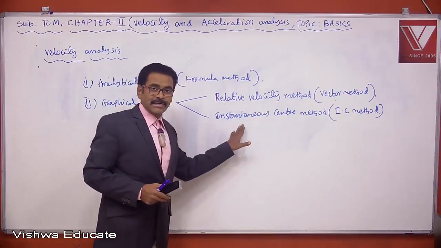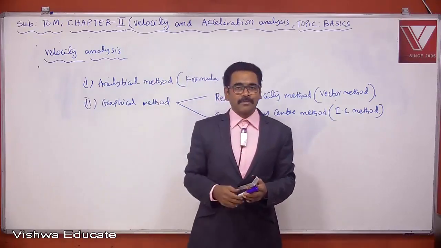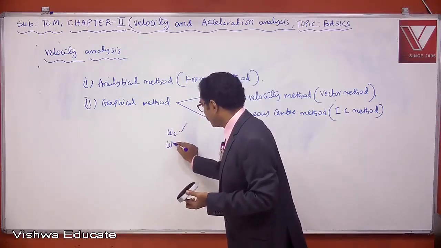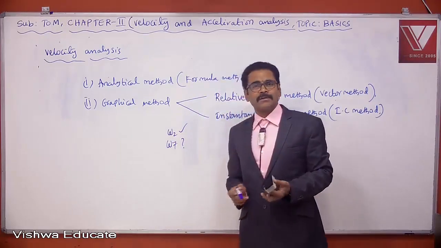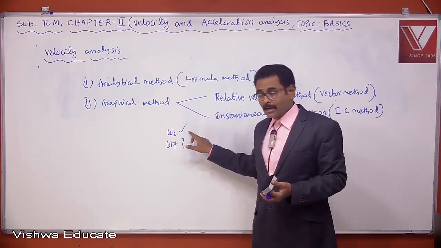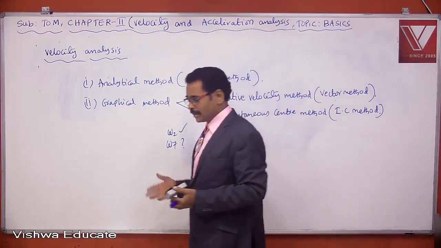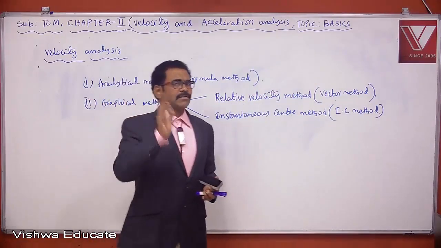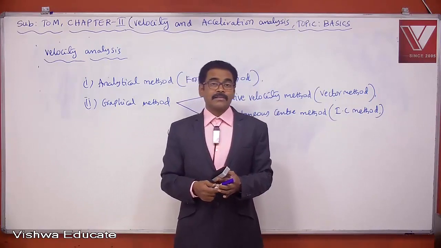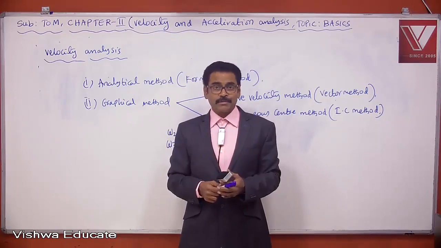But in instantaneous center method, directly you can find velocity of any link from velocity of any other link. For instance, angular velocity of second link is given. I want to find angular velocity of seventh link. I can directly find it from the velocity of second link, without finding omega 3, omega 4, omega 5 or intermediate links. In instantaneous center method, I can bypass intermediate links. So I can find velocity of any link from velocity of any link. That is the beauty of instantaneous center method.